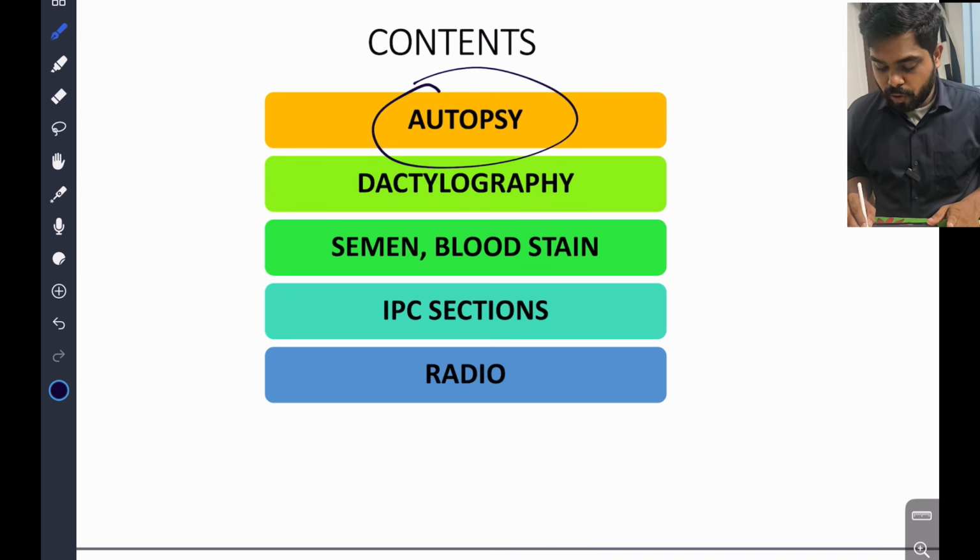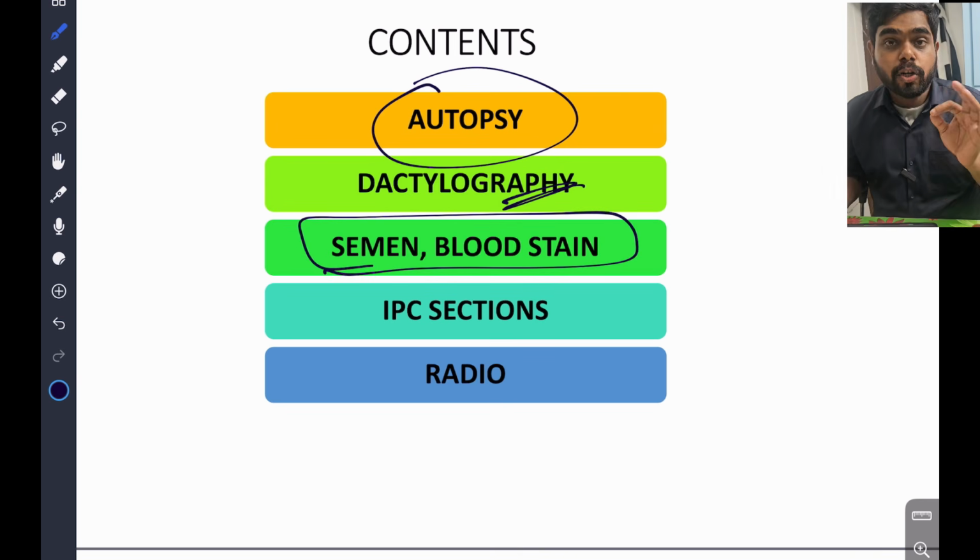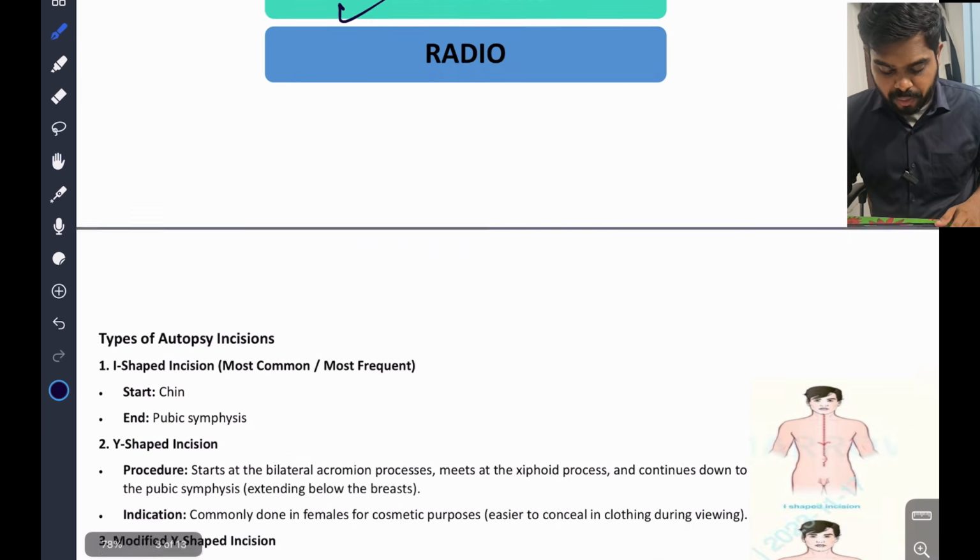And dactylography, very simple. And semen and blood stains, this is also a very important topic from forensic medicine. IPC sections and some radiology spotters and images. Okay, now we are going to the main topics.